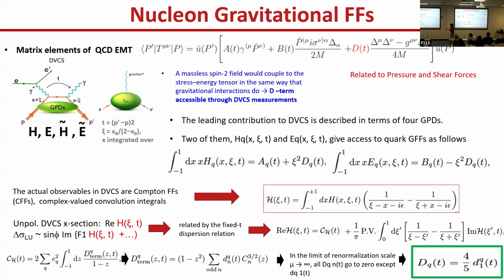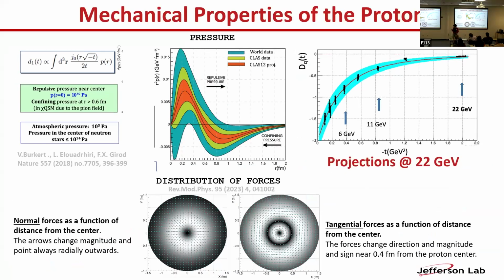Once I access this, there is a certain relation with this term C. This term C is related, at the end of the story, to this D term, which is related to D. And the D is this one, which is related to the pressure and the shear force. We use the data that we collect at Jefferson Lab for the DVCS on the proton.